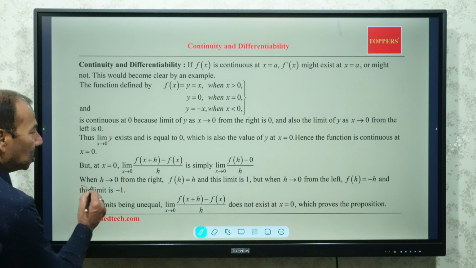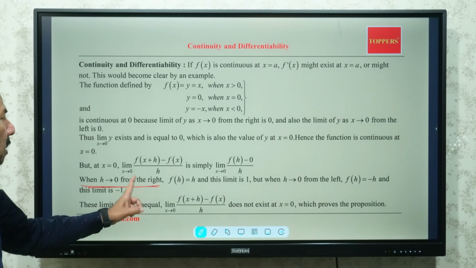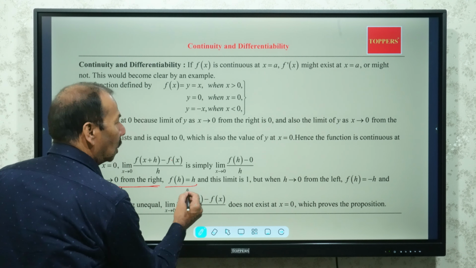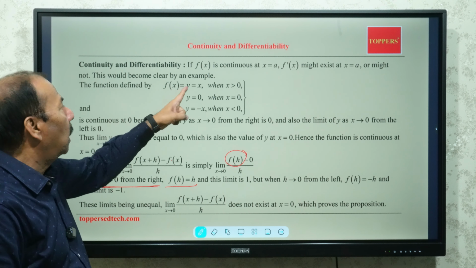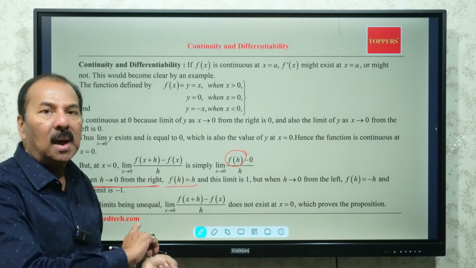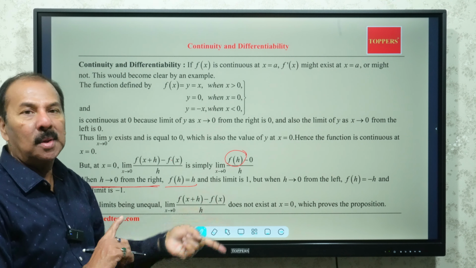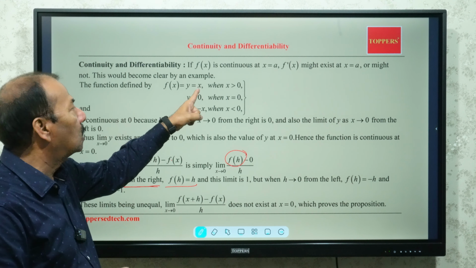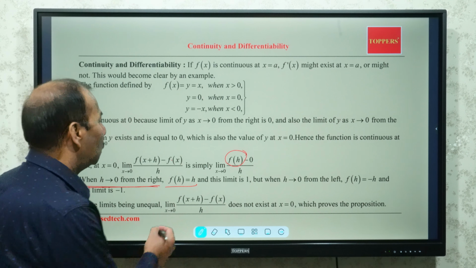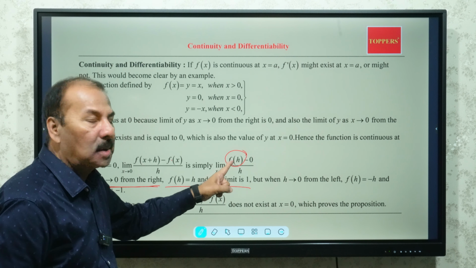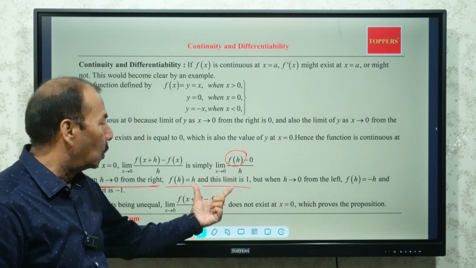Now when h tends to 0 from the right, it means that we are calculating the right hand derivative. So when we are considering the right hand derivative, f of h is equal to h, because you can see here f of x is equal to x when x is positive. So we are considering x greater than 0, that is x positive. So when x is replaced by h, that will become h. So f of h is equal to h. And this limit is 1, because h divided by h becomes 1. So the right hand derivative here is 1.